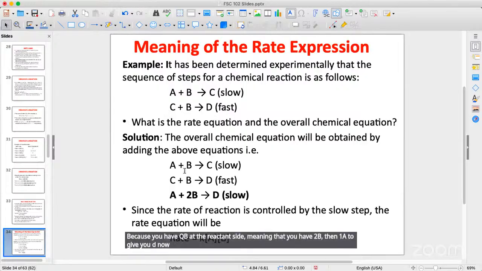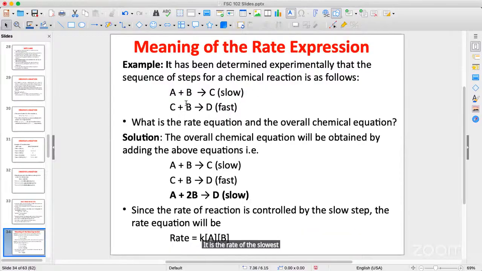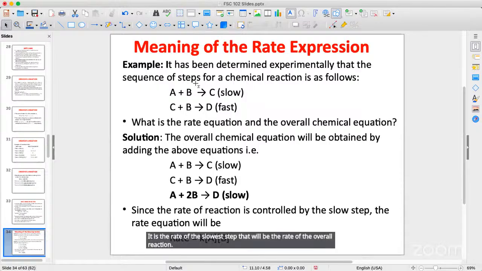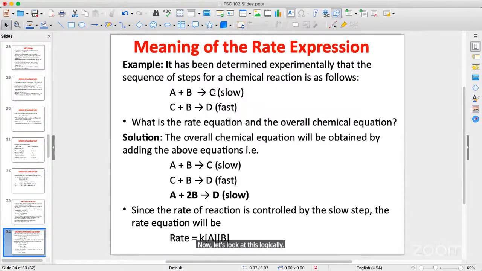Now, the reason why we wrote slow here is that it is telling you that the rate of the slowest step will be the rate of the overall reaction. Now, let's look at this logically. A plus B to give you C is slow. But C plus B to give you D is fast. It doesn't matter how fast that second step is. It's going to have to wait for the product of the first step to do its own thing. Though it is fast, it doesn't have anything to work with at that rate.